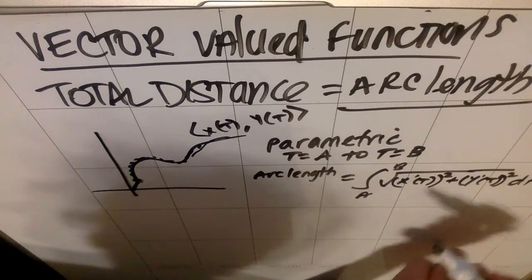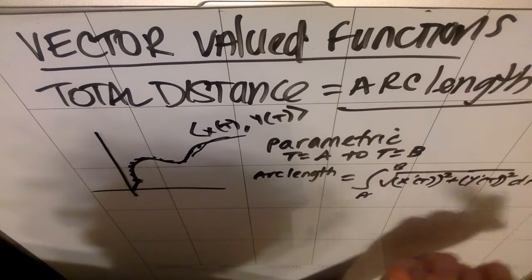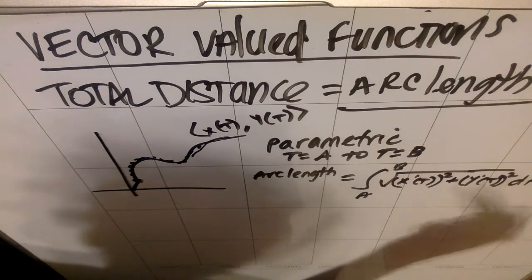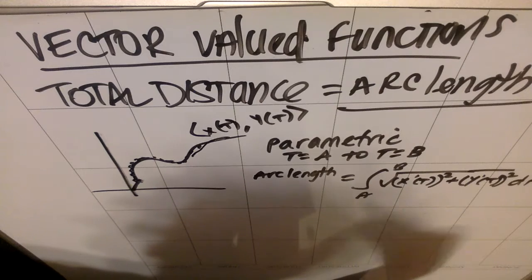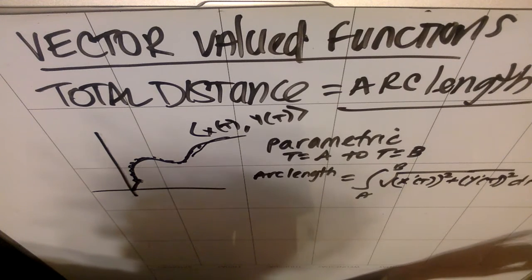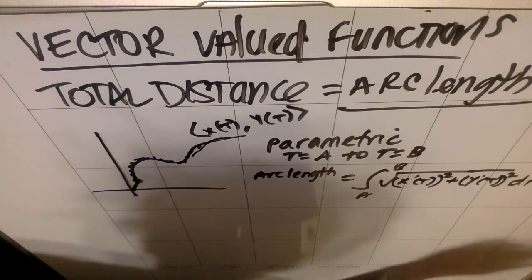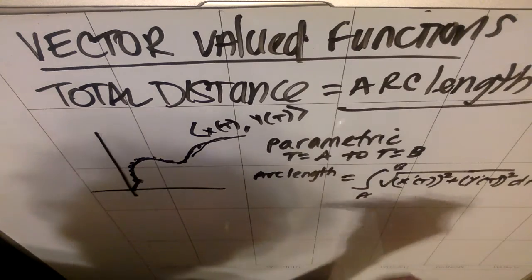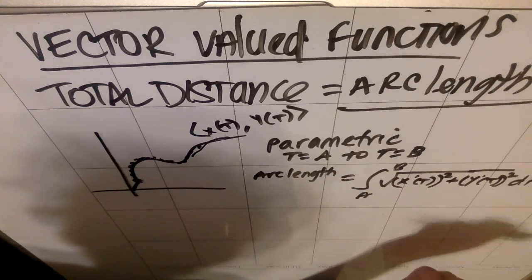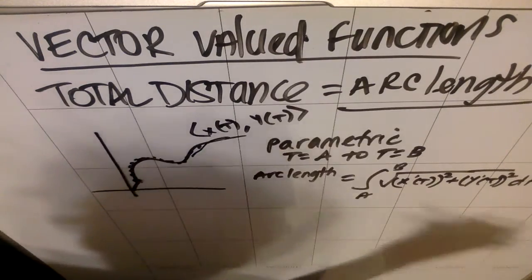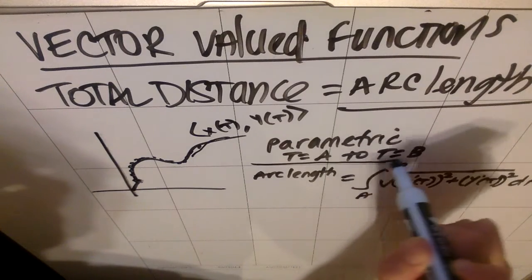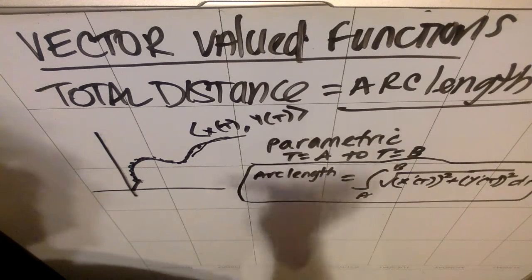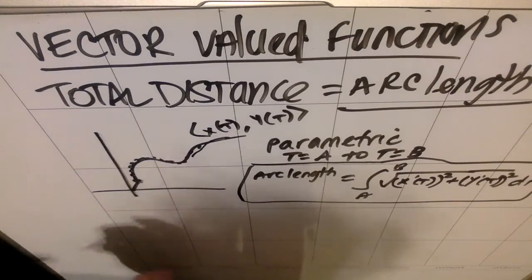But here's the thing. It's the same for vector-valued functions as it is for the rest of parametric. So although it's treated as a different content, vector-valued functions are essentially parametric equations in a lot of ways with slightly different notation. So basically, arc length is the same as total distance for a vector-valued function. So if you're asked to find the total distance of a vector-valued function, you just do the parametric arc length formula, which is dope.